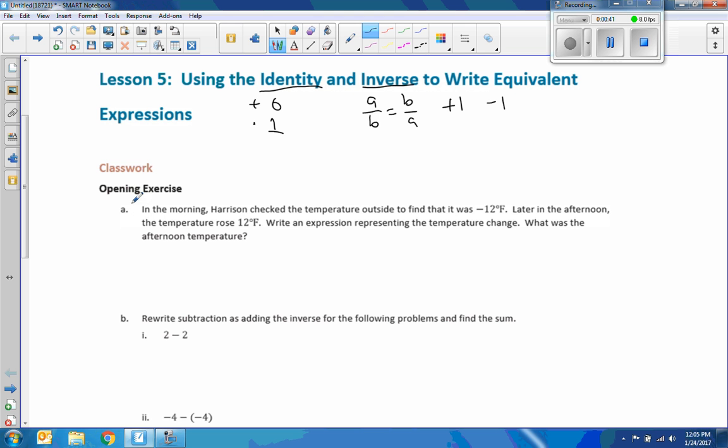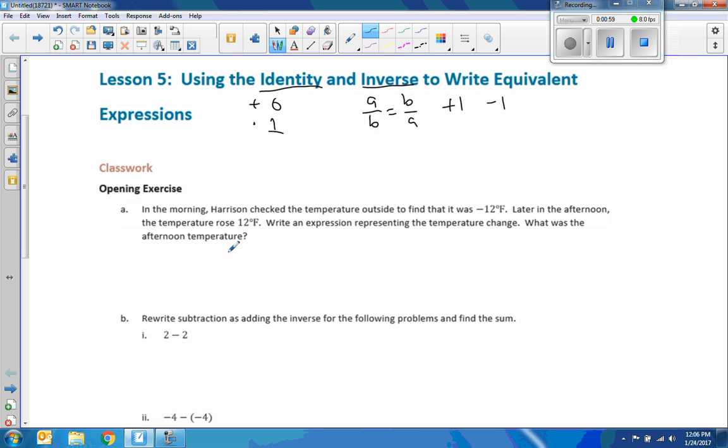In the morning, Harrison checked the temperature outside to find it was minus 12 degrees Fahrenheit. Later in the afternoon, the temperature rose 12 degrees Fahrenheit, positive this time. Write an expression expressing the temperature change. What was the afternoon temperature?